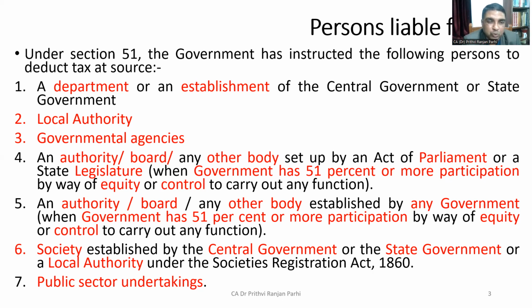Point 6 is a society established by central government or state government or local authority under the Societies Registration Act 1860. So these kinds of societies which are established by central government or state government or local authority are also coming under the category of persons who are responsible for TDS. And lastly, PSUs, that is public sector undertakings. So these are the 7 categories of persons who are liable for TDS.